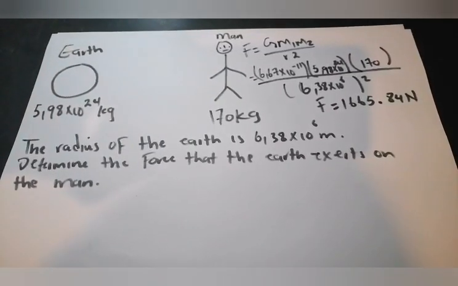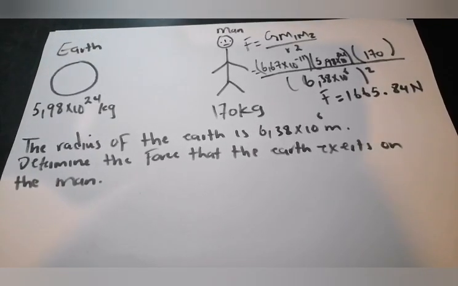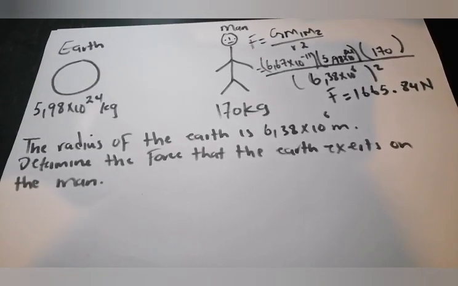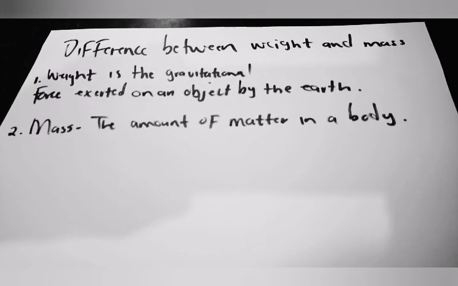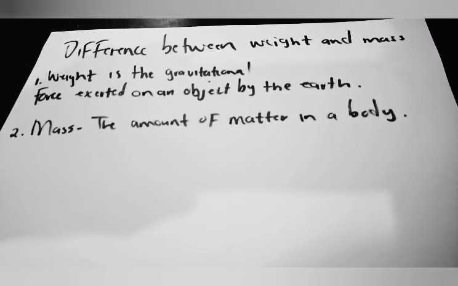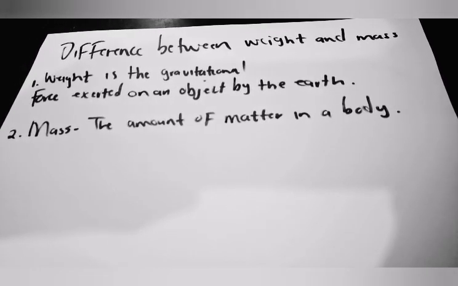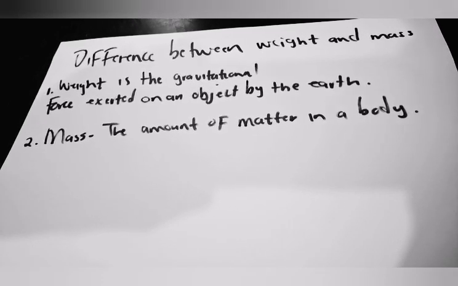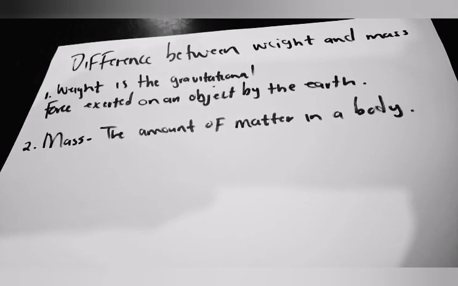You were asked to calculate the force that the earth exerts on the man. Now they will say, what is the magnitude of the force that the man exerts on the earth? It will be the same force that you got in 1.1, but in opposite direction. You may be asked to differentiate between weight and mass. Weight is the gravitational force exerted on an object by the earth, whereas mass is the amount of matter in a body. You must know how to differentiate between the two. It is usually 2 marks.